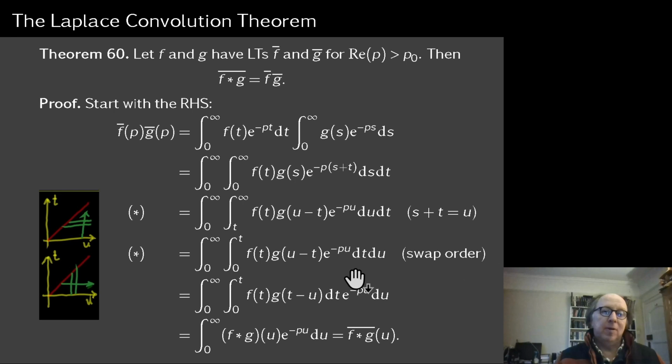And then you see the point about swapping the order is that in the middle I have the integral of f of t, g of u minus t dt, times e to the minus pu du. And this is just the convolution of f and g with u as its argument and multiplied by e to the minus pu. So this is f star g of p, of course, in there.